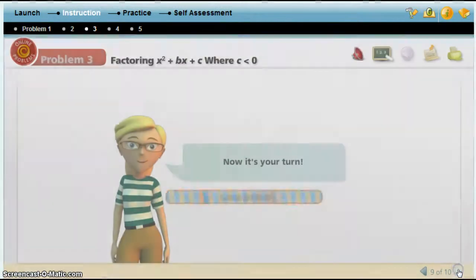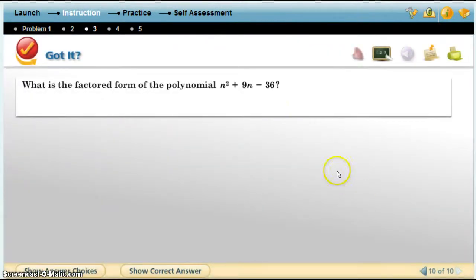All right, so now it's your turn. I want you to factor this. Now you've got a negative 36 as your product. What numbers can I multiply to get a negative 36? But when I add those, I have to get a positive 9. So write out those factors. Pause the video so you have enough time to solve this.